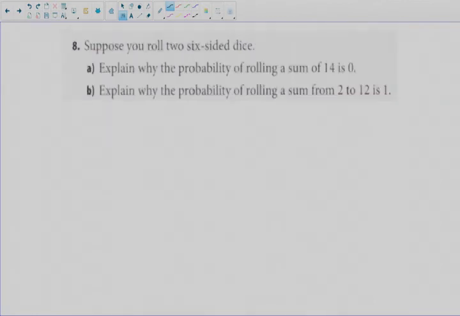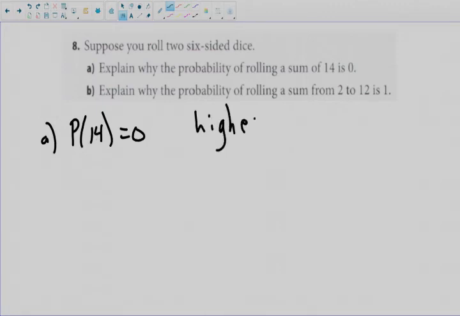For the next question, suppose you roll 2 6-sided dice again. Explain why the probability of rolling a sum of 14 is 0. Why? Well, can you roll 14 with 2 dice? The highest roll is 12. So you can't roll a 14 on 2 dice. So that's why the probability is 0.